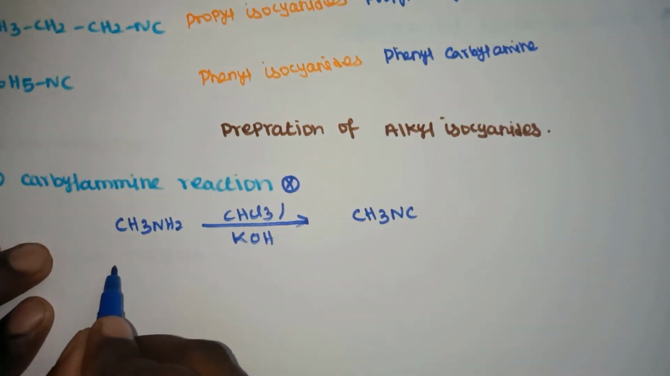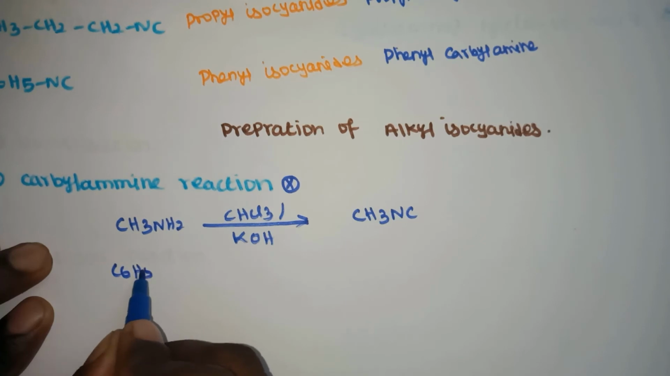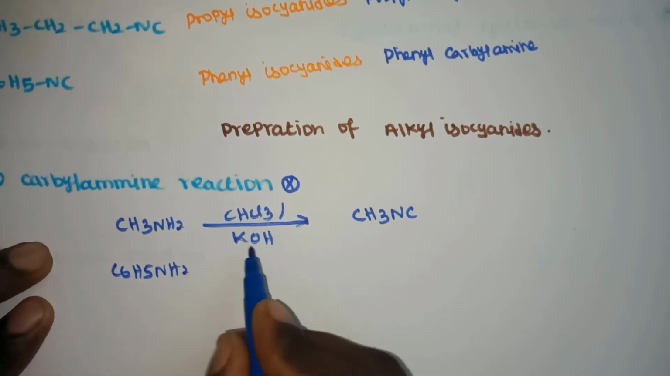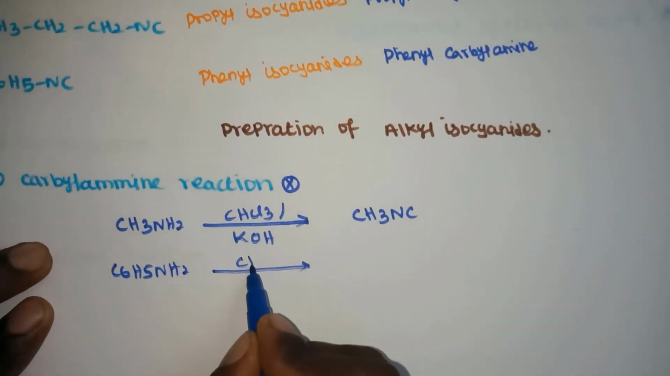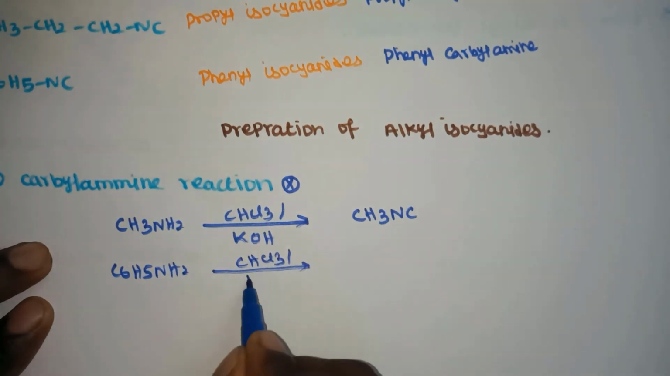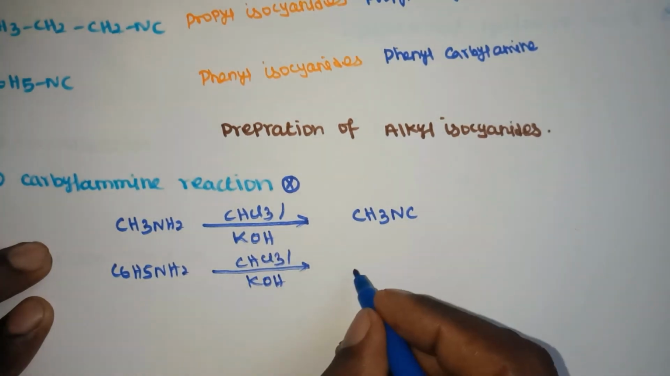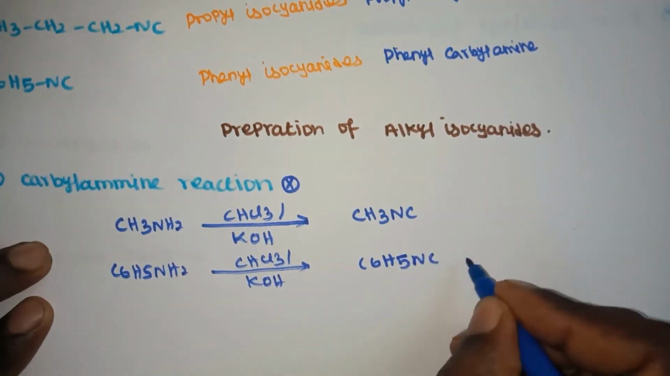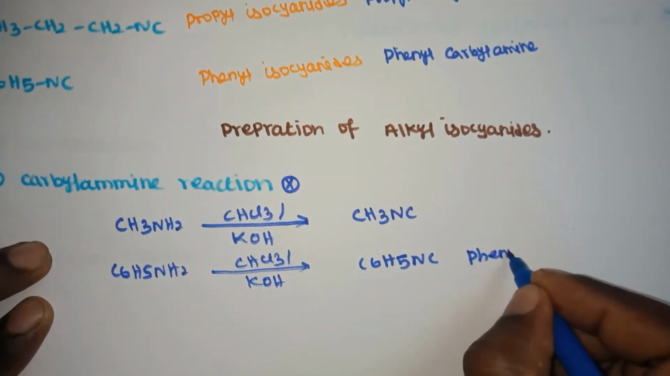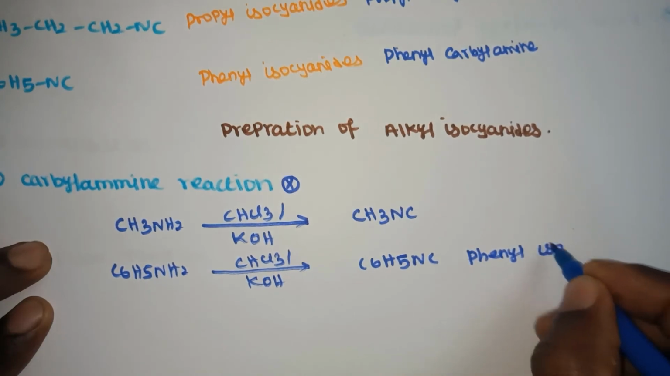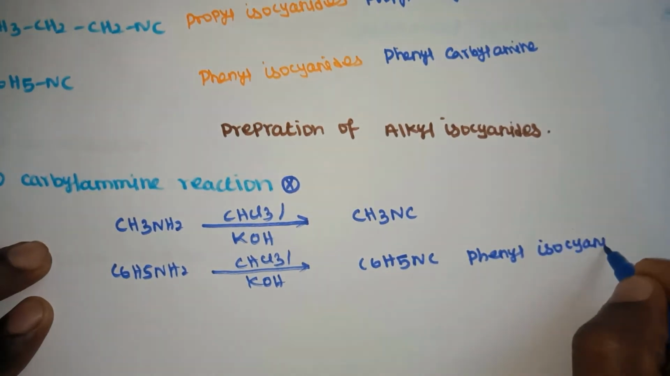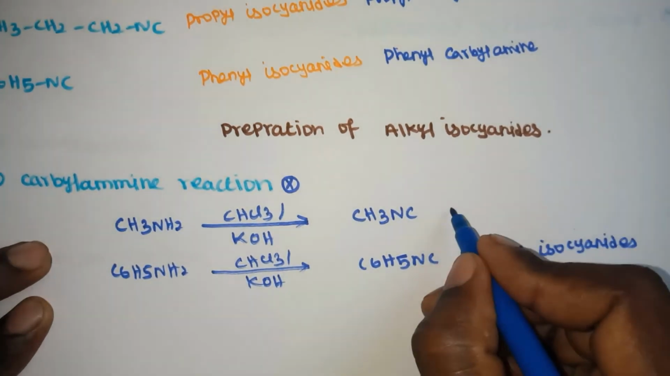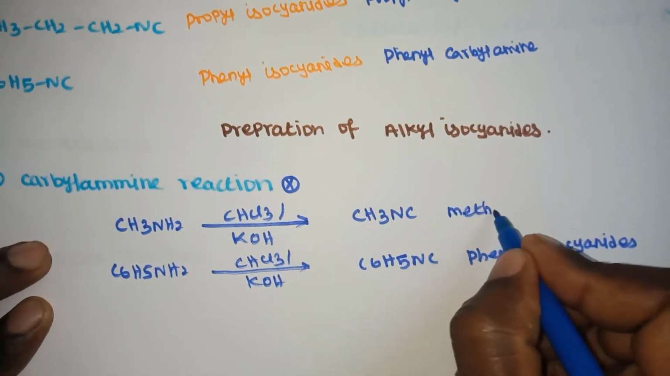Next example, C6H5NH2. The name of this compound is aniline. It reacts with chloroform, CHCl3, and potassium hydroxide to form phenyl isocyanide. C6H5NC is phenyl isocyanide. CH3NC is methyl isocyanide.